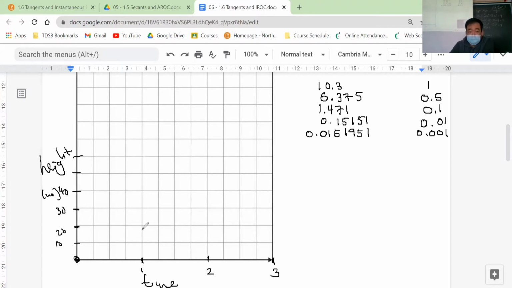At 1 second, it was 20.1. At 2 seconds, it was 30.4. Yeah, 30.4. Right. It's an upside down parabola.